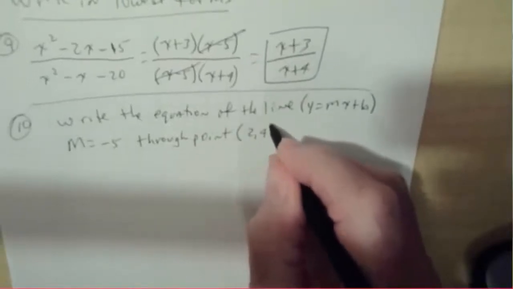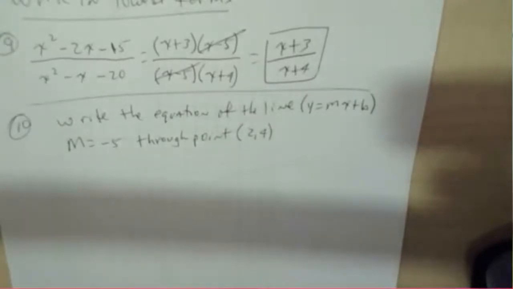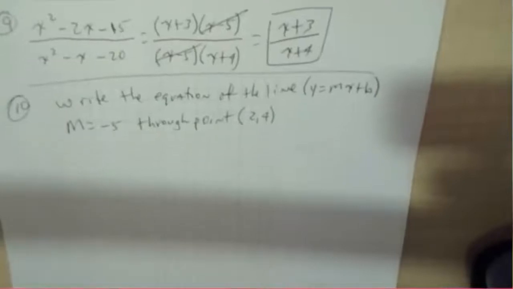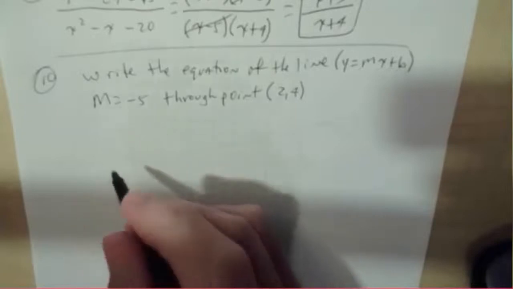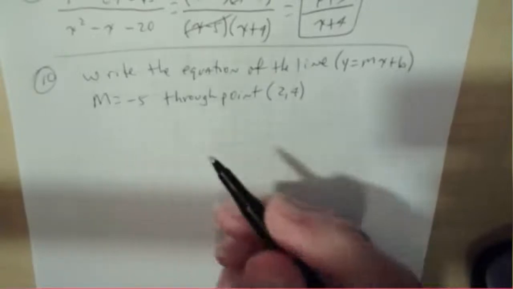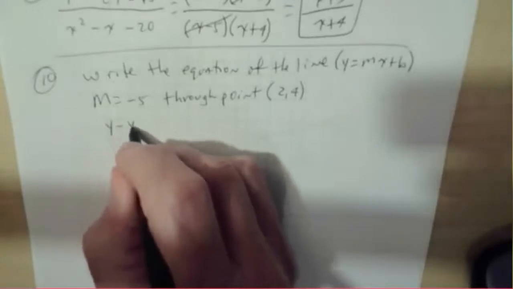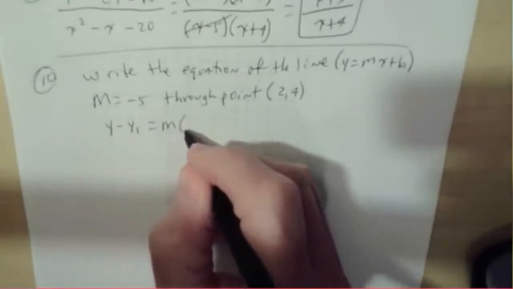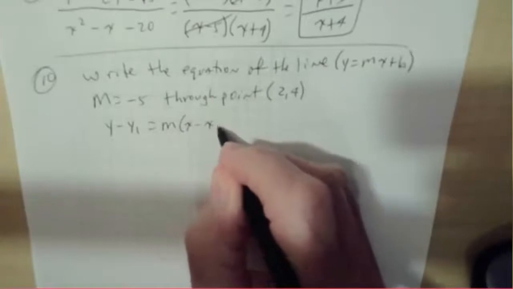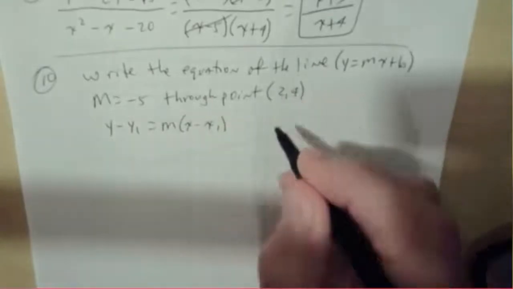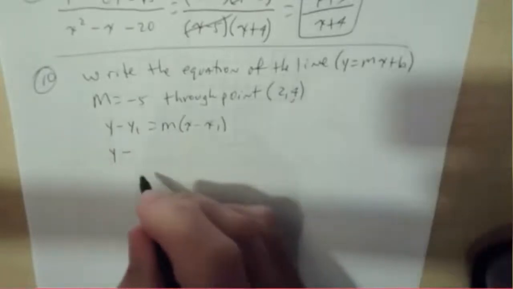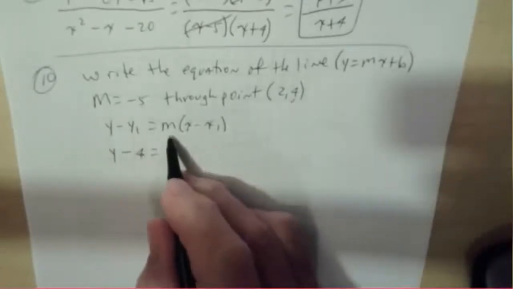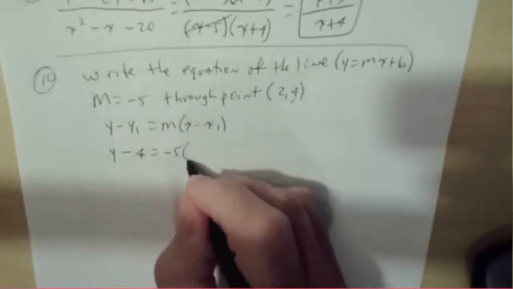Now, what are we given here? We're given the slope and a point. So what are we going to do? We're going to use, oddly enough, point slope. And what is the point slope formula? y minus y1 equals m open x minus x1.